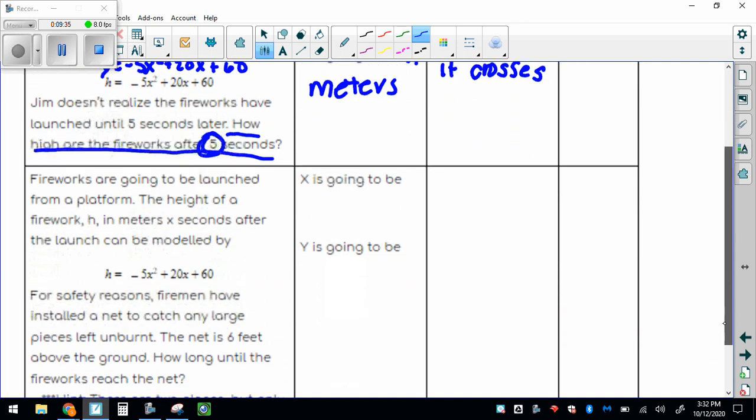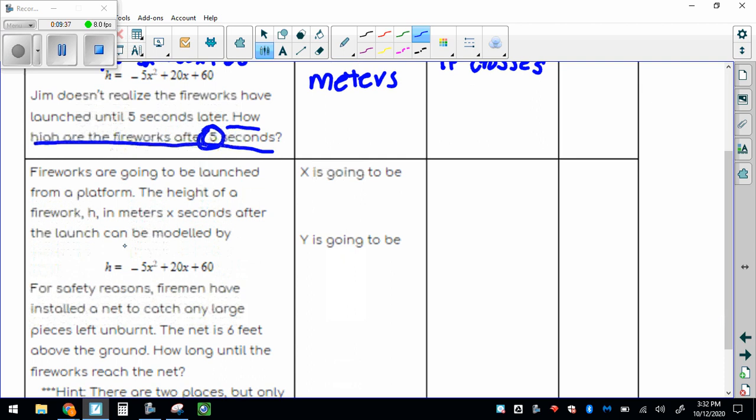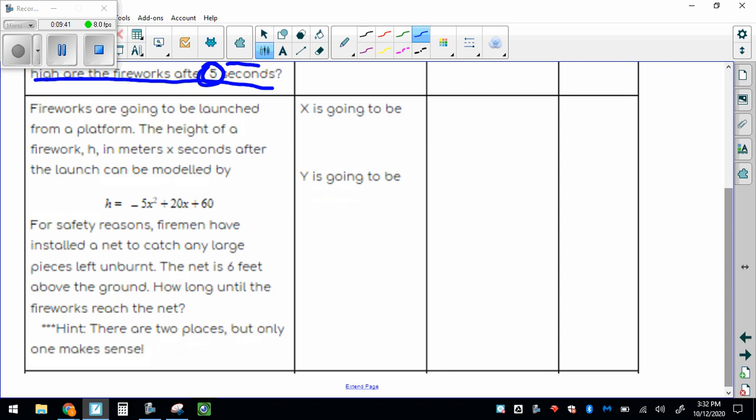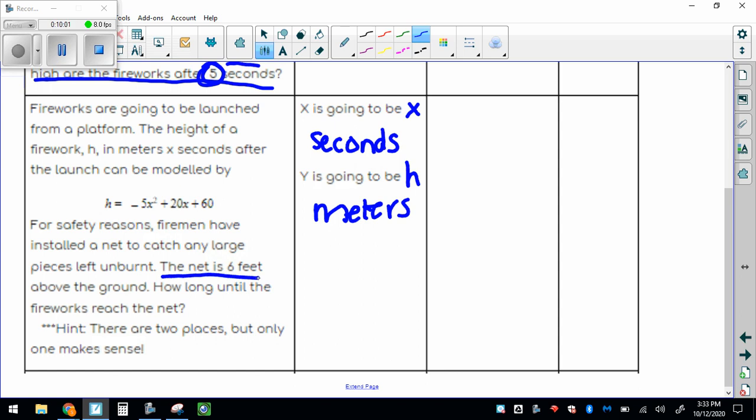All right. The next guy is exactly the same beginning. The only difference is this bottom bit. So I'm going to copy some things down. X stays X, and it's measuring the time in seconds. Y is the H, and it's the height in meters. Okay, so it says safety reasons. Firemen have installed a net to catch any large pieces left unburnt. The net is 6 feet above the ground. How long until the fireworks reach the net?